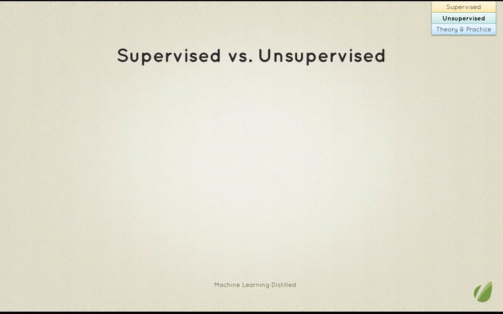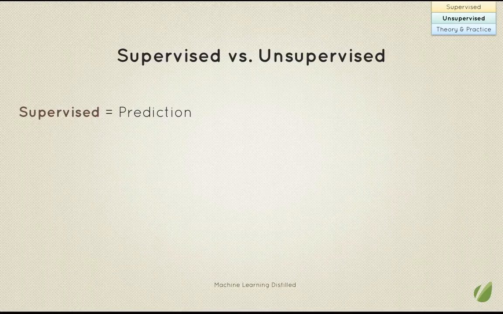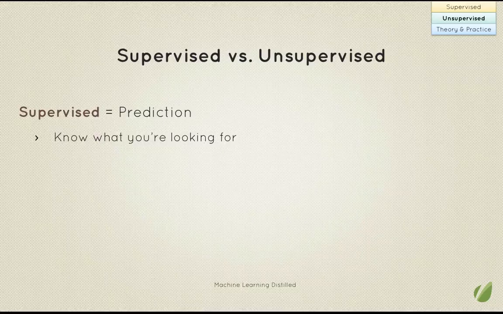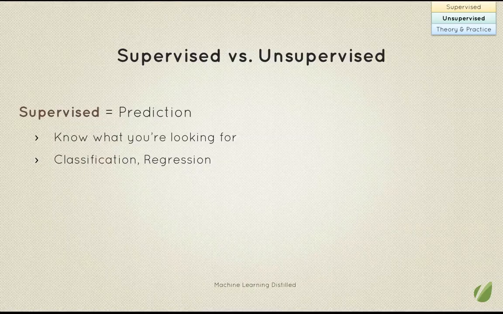Let's remember the differences between supervised and unsupervised learning. Supervised learning is really just prediction. In this case, you know what you're looking for. That is, you know the right answer. You know the right mapping from inputs to outputs. And we see this in the form of classification or regression.